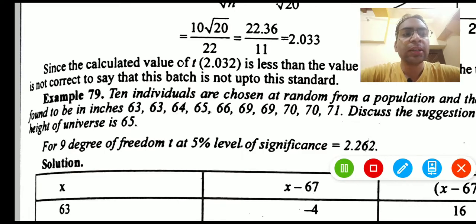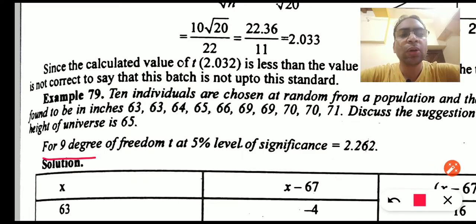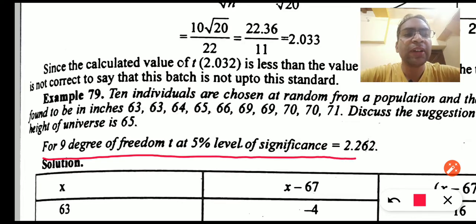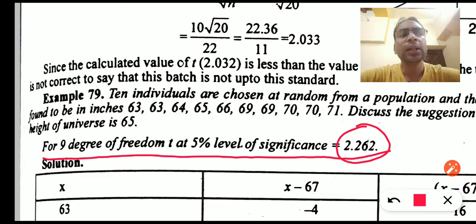We will say that for 9 degrees of freedom at 5% level of significance, the t value is 2.262. So we will have to see this. We'll have to compare our t value, which we are going to calculate, with this standard t value, and based on that we will either accept or reject the hypothesis.